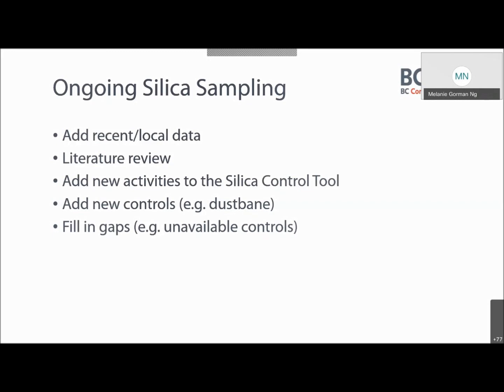So this allows us to add new activities to the silica control tool, new construction activities. It allows us to add new controls, for example, dustbane or sweeping compounds. So in the new update that we're about to launch of the silica control tool, we're adding a control that wasn't in it before, which I call here dustbane, but I think that's a proprietary term for these sweeping compounds that you could use to suppress dust. And yeah, we're just always filling in gaps.